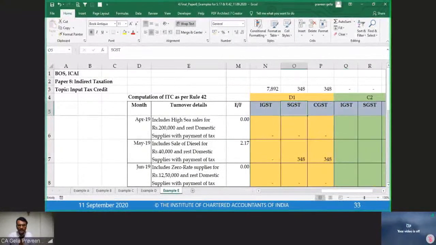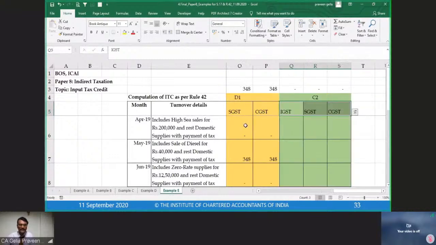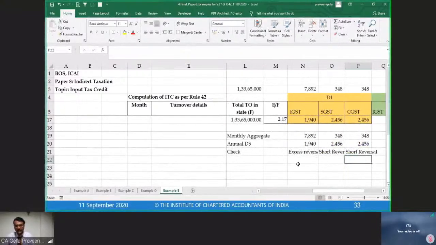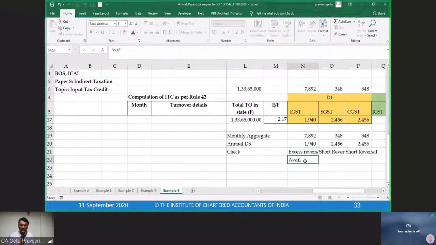We give the color coding. Yes, friends. So now you can see here. When I did this annual comparison, my IGST, I have excess reversed. My CGST, SGST, short reversed. So what does Rule 42 say? Avail the credit. Pay with interest. This is my Rule 42 computation, all what we have to discuss.